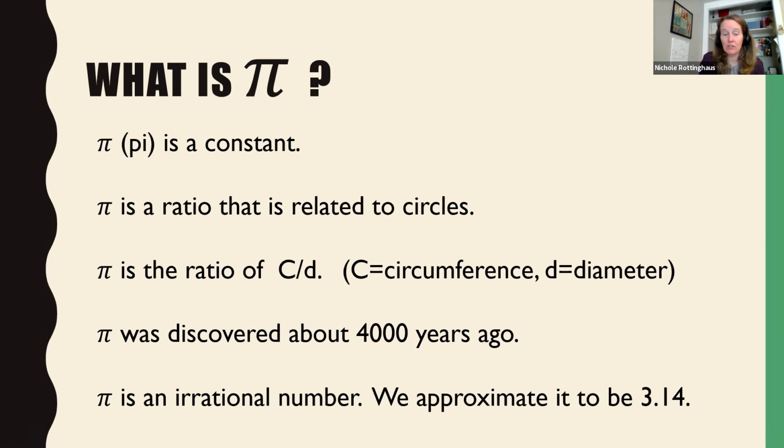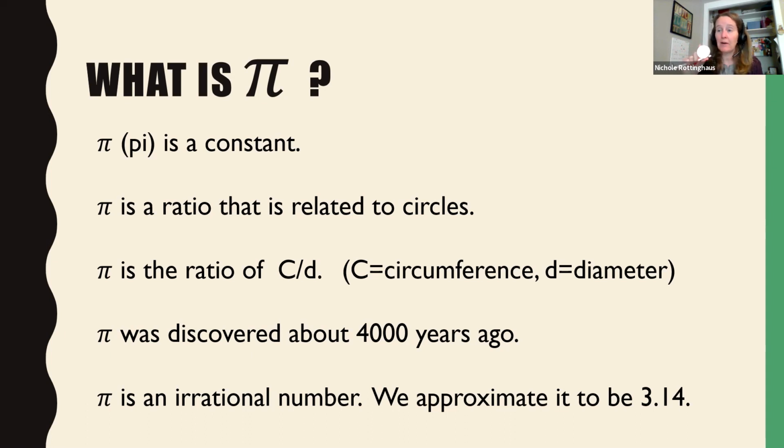What it is actually is this third line down, it's the ratio, okay? Remember, a ratio is like a fraction. It's the ratio of the circumference of a circle, which is the distance around a circle, okay? So I've got a lid here from my vitamin bottle, it's a circle. The circumference is the distance around that circle, okay? So pi is the ratio of that number compared to the diameter of the circle. We learned about diameter last week. The diameter is that distance across the circle that goes through the center, okay?